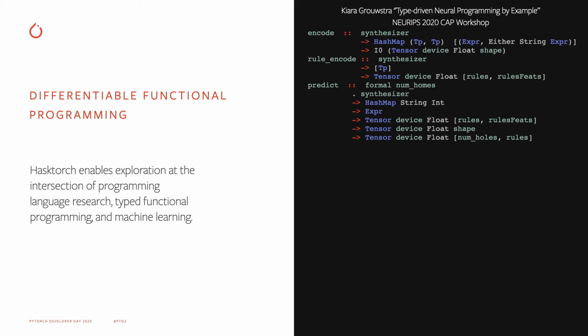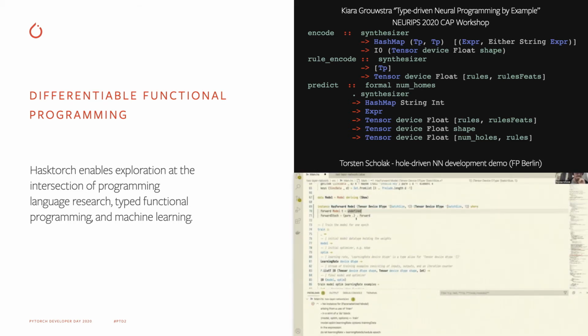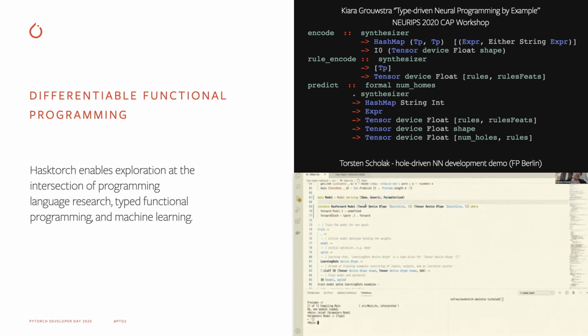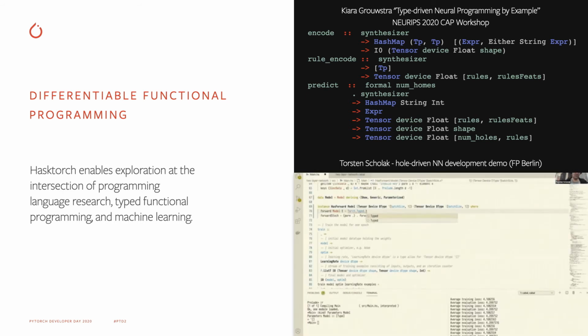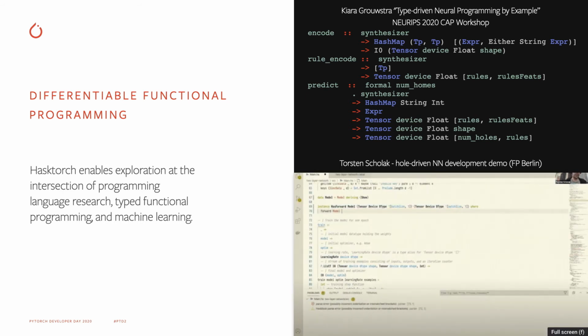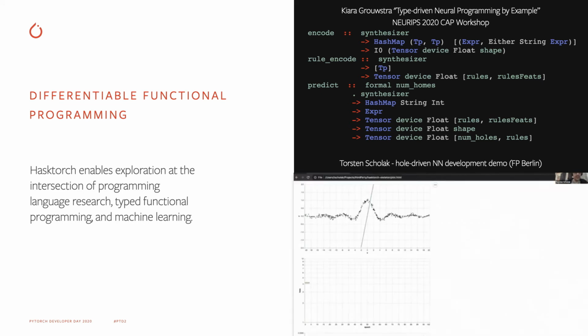You see an example, a snippet from Chiara's work that's going to be presented at the NeurIPS 2020 workshop on program synthesis using Hasktorch. And here you see also an example from Torsten's live demo for the Berlin Functional Programming Group, showing how by providing type information about your model, an IDE such as VS Code can provide you suggestions as to what to implement next, just based on the holes of the types that you've specified.